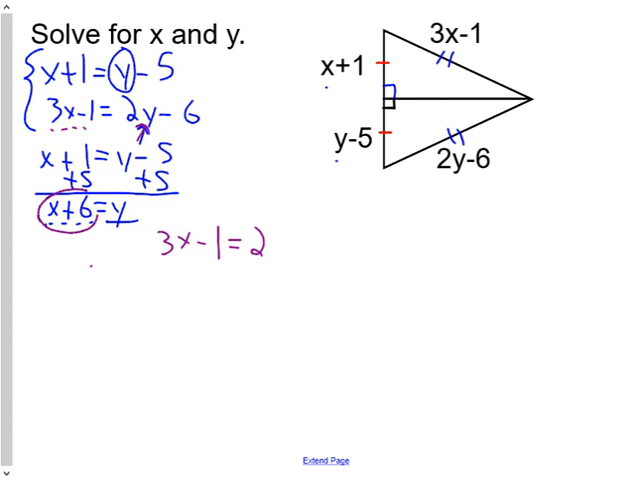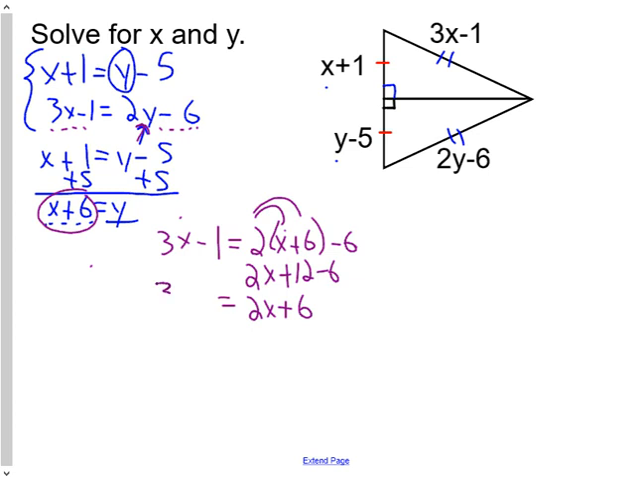y now becomes x plus 6, minus 6, because there's still a minus 6 there. I can now solve because now we only have x's, and we can find what x is going to be. So distributing, 2x plus 12 minus 6 becomes 2x plus 6 equals the 3x minus 1. Remove the 2x from both sides and add 1 to both sides, and you get x equals 7.